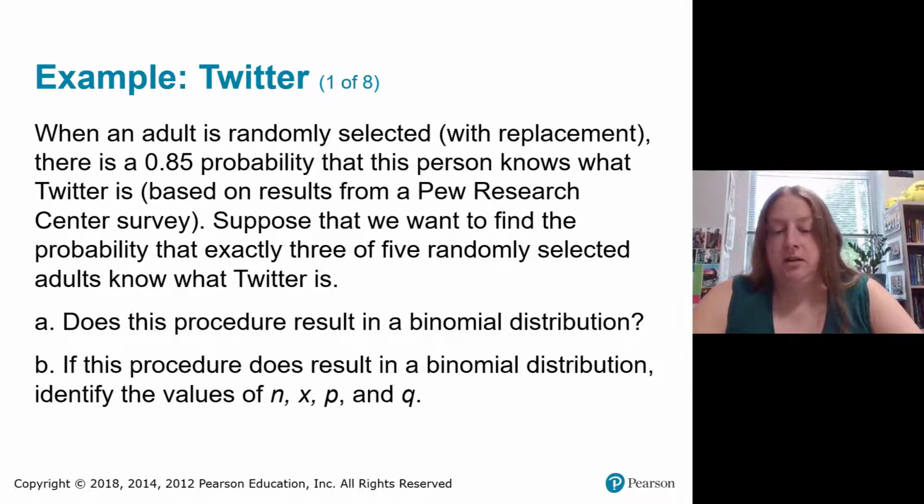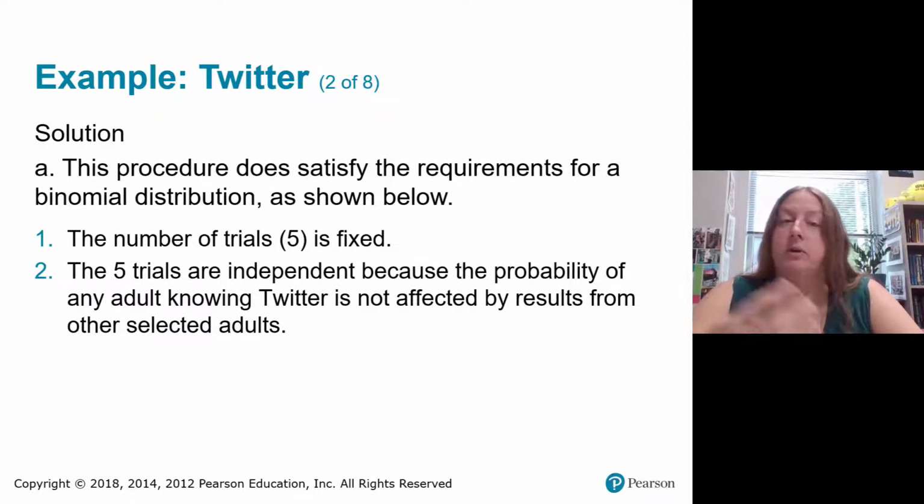So taking a look at this and thinking about the 4 requirements that we have, well, the first one was that we had to have a fixed number of trials. We had to have a determined number of trials. Well, we were told that we were going to choose 5 adults, so we have 5 trials. The second requirement was that the trials are independent of one another. And in this case, they are, because the probability that an adult knows about Twitter is not affected by the results of another adult that was selected knowing about Twitter.